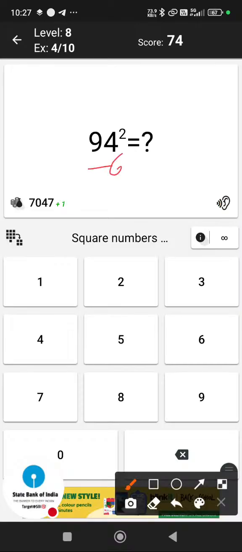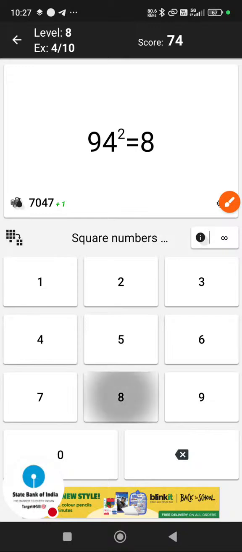It is 6 less than 100, so 88 and 6 square 36. So the answer will be 8836.